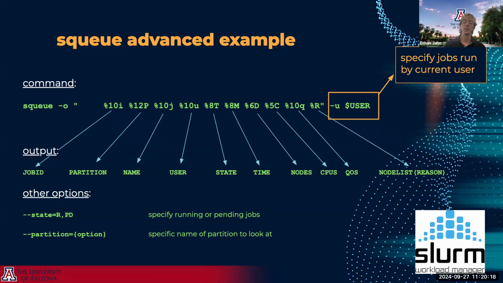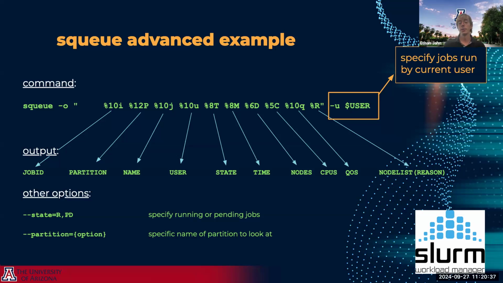So previously we did two dashes, user equals that $USER bit there. This time we're using a single dash and a lowercase u. So there's a few different ways of formatting your options in the squeue command as well as the sacct command.